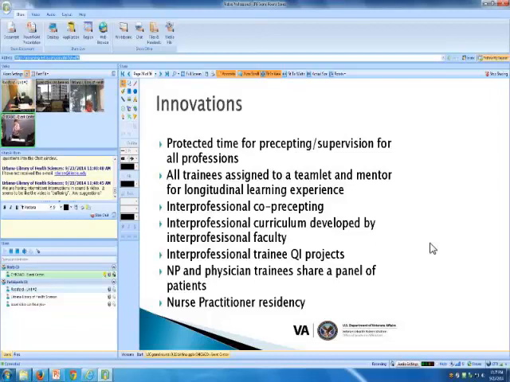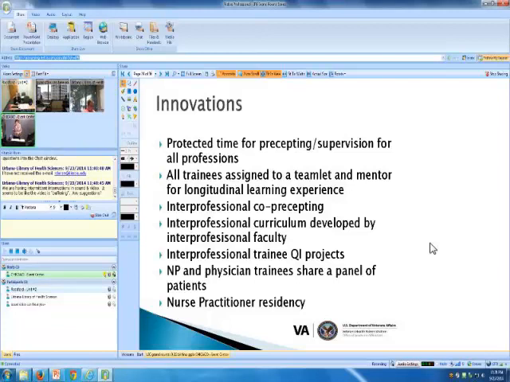And all the trainees have been assigned to this teamlet, and so they also have a mentor for a longitudinal learning experience. All our sites have 1 year long NP students. They come about 2 days a week. I know at UCSF those students sign up and say, yes, I will be here 2 days a week, every week, except for when I have to take a test or something. So they sign up and know what they're getting into up front.